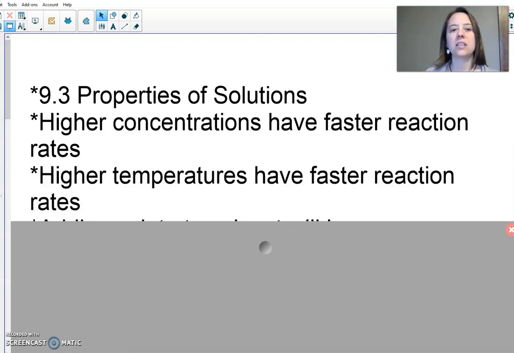Another property is that higher temperatures have faster reactions. And you know this because we will often heat up a reaction to make it happen. So what's going on there is we know at a higher temperature, the molecules in a solution or anything are moving faster. And so when they're moving faster, it's more likely that they're going to bump into each other more frequently and also harder, and that makes it more likely that the reaction will happen. So higher temperatures, the reaction happens faster.